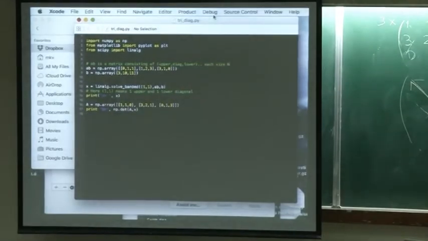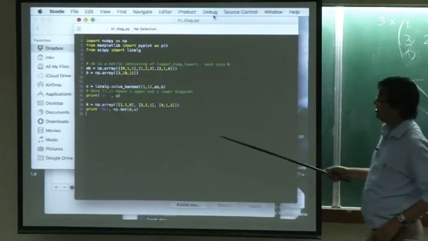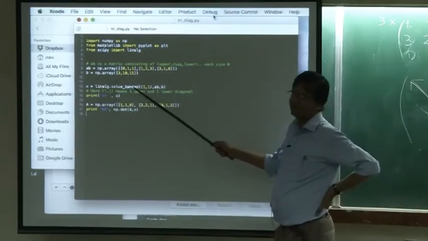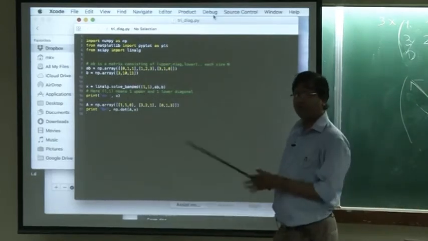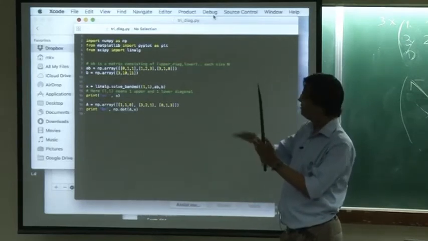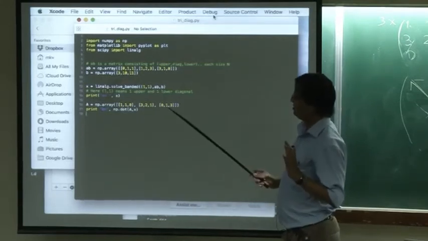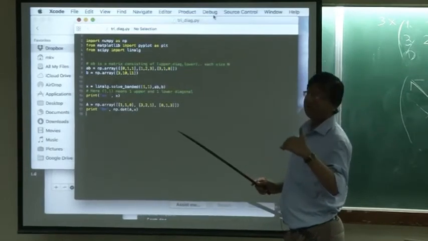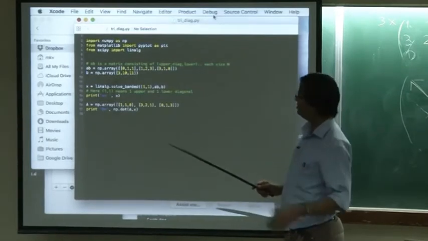Okay, now the entry of this argument is slightly tricky here. The function we have to use is called solve banded. This is not only for tridiagonal, but any banded matrix; it could be 5 diagonals. I am using only 3 diagonals: one above, one below, and the diagonal.